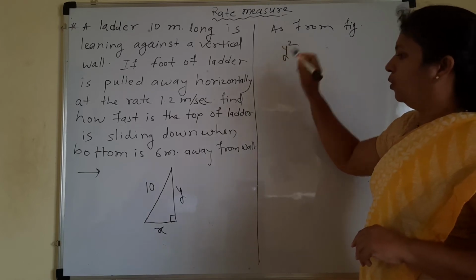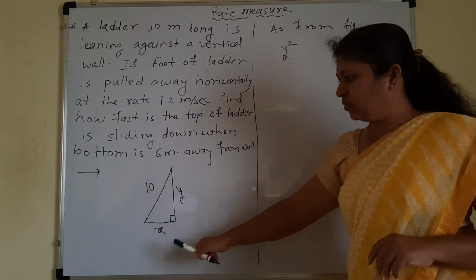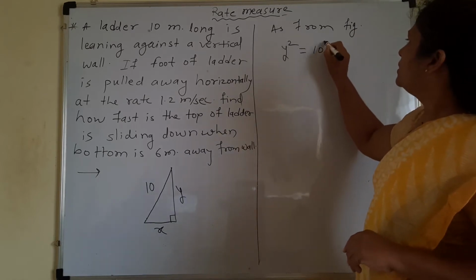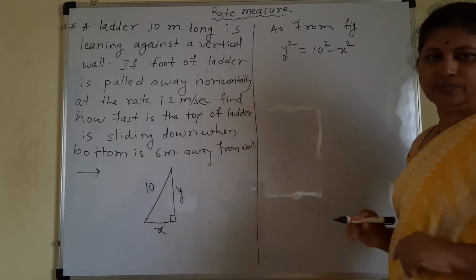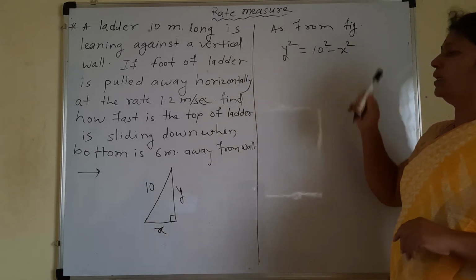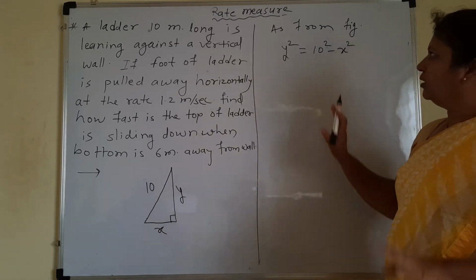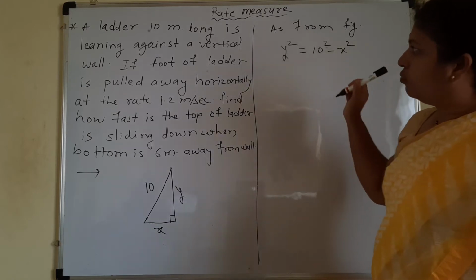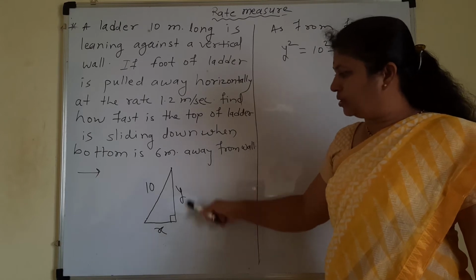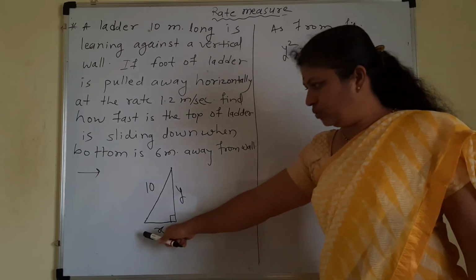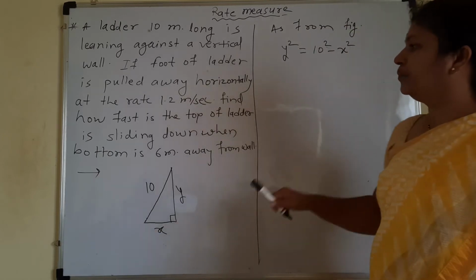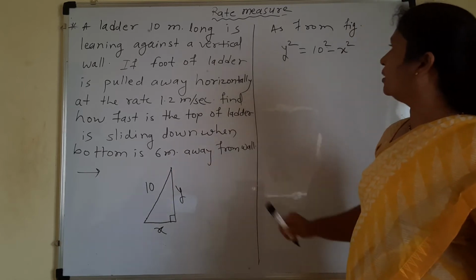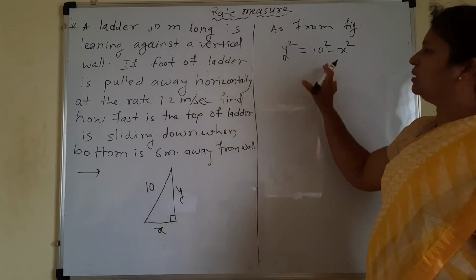We have 10 square is equal to x square plus y square, and therefore y square is equal to 10 square minus x square. This is the formula. Okay, now we have to find the rate of change of this distance, dy by dt. This one is given, dx by dt is given. Similarly, x is also given. At x is equal to 6 meter, we have to find it. So this is our function.